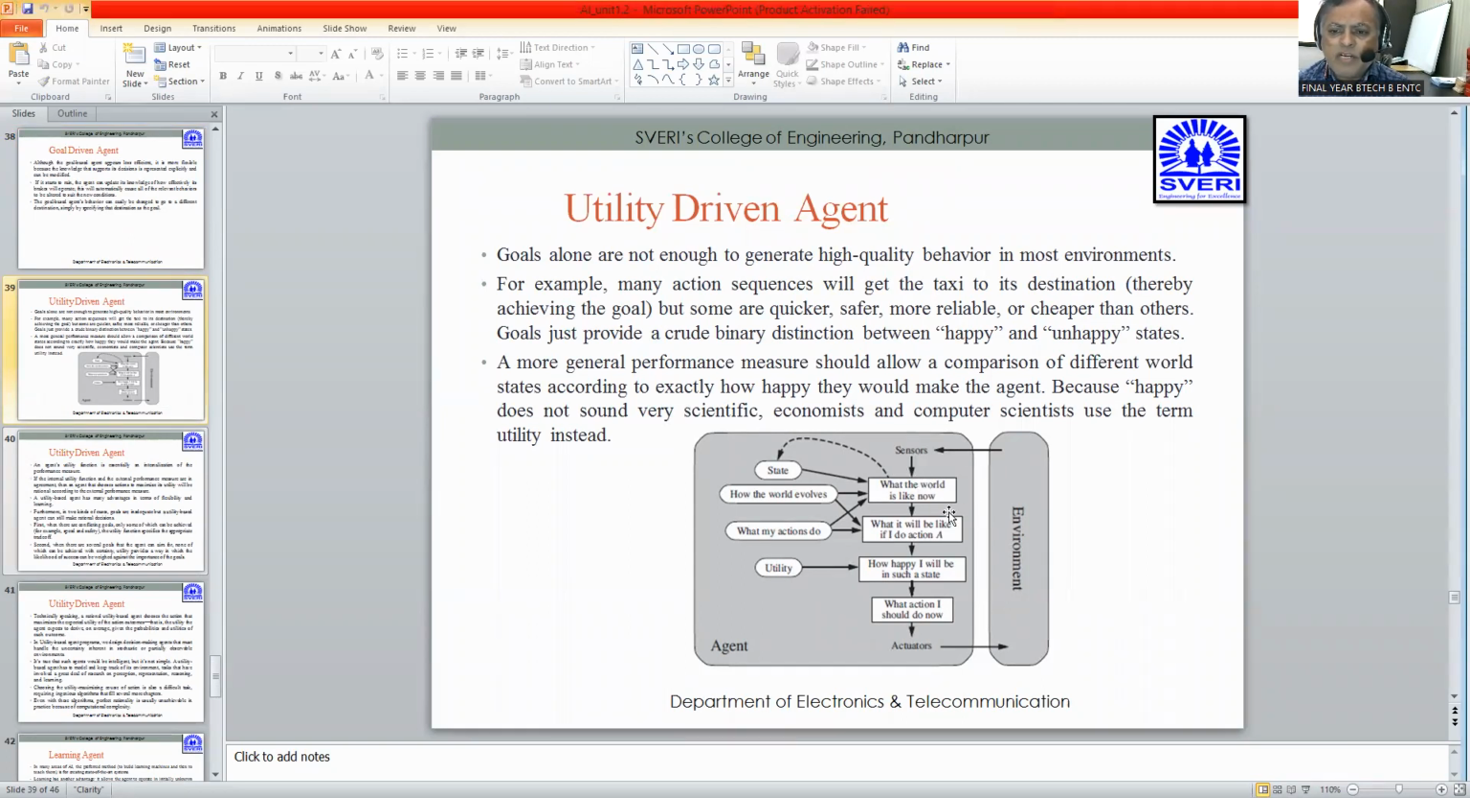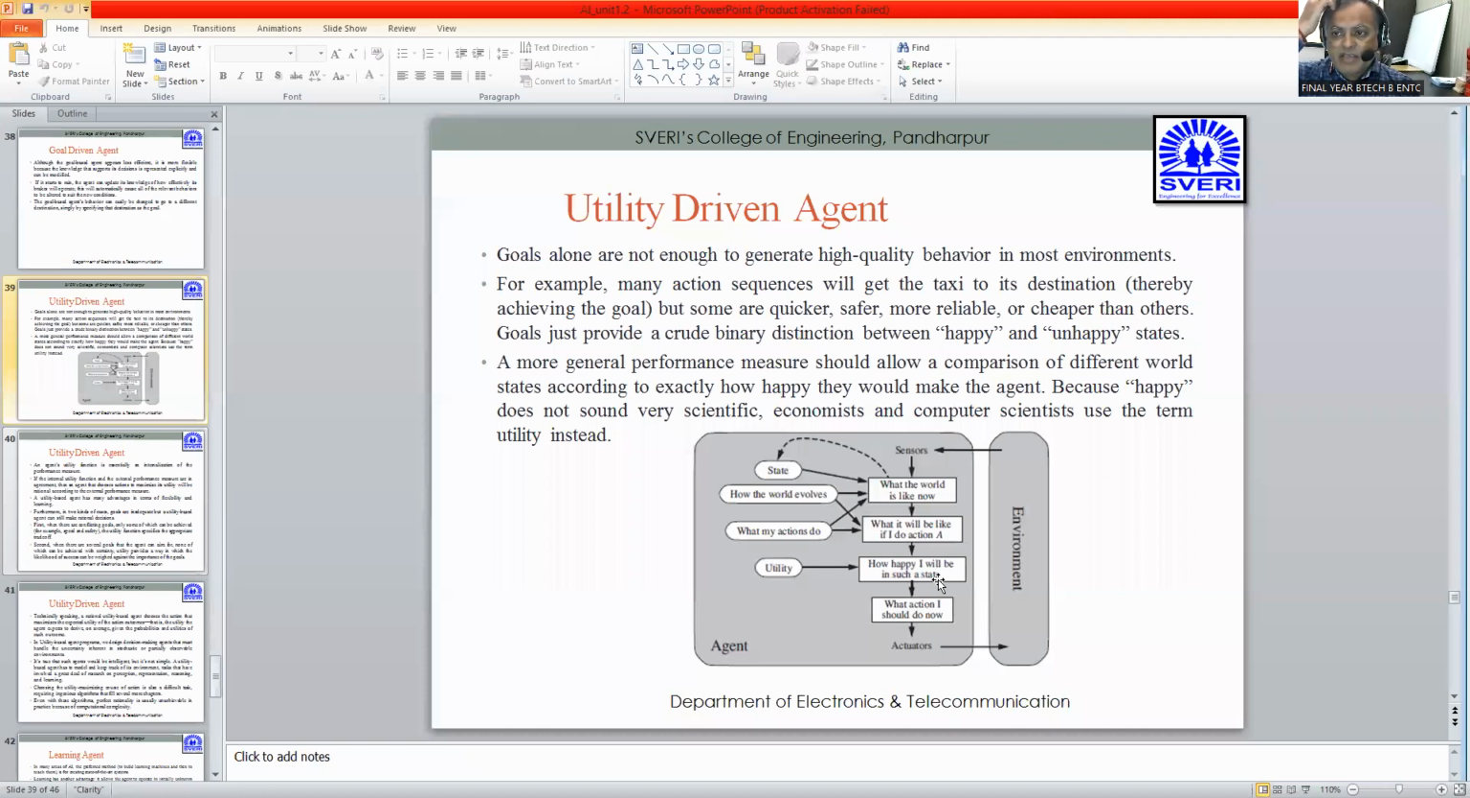Now what the world is like now is similar to what was there in the goal driven agent. How the world evolves, the internal state, all this is the same. Now what it will be like if I do an action A will also be similar. Only here it will be changed. So what it will be like if I do action A, going to the actuators, now few things will change here. The utility will be added here because the whole thing is now utility based. How happy I will be in such a state. So it will add one more element. So what is that element?